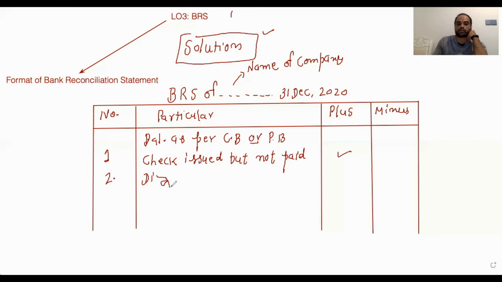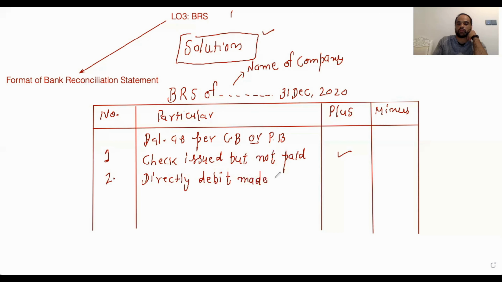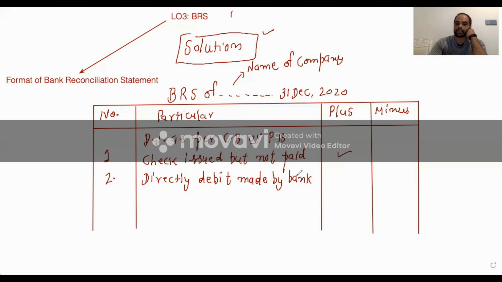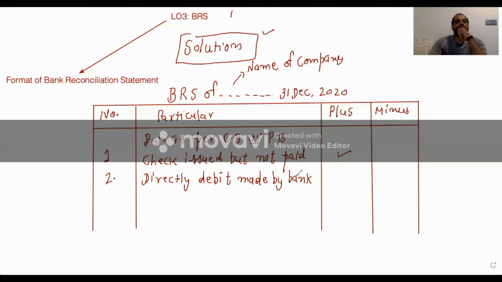Second transaction, for example, direct debit made by bank. So tell me, plus or minus? What is the solution for a direct debit made by the bank, plus or minus? Minus, right? So you write it down in the minus column.